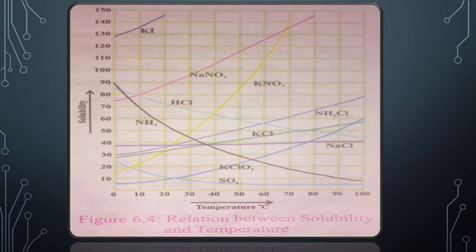KCl, if we increase its temperature, its solubility will decrease. And also NH4Cl, if we increase the temperature, its solubility will decrease. You can see KNO3, if we increase its temperature, its solubility will decrease. Sodium nitrate and K2, you can see in the graph as well.